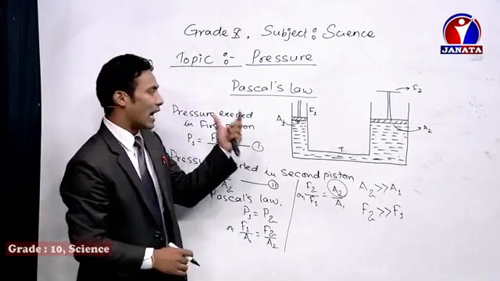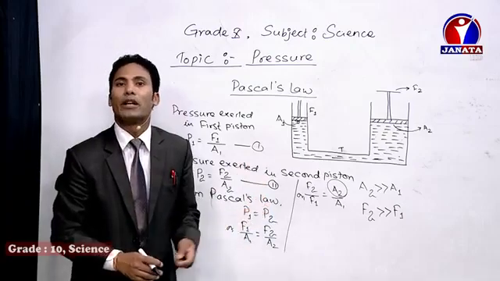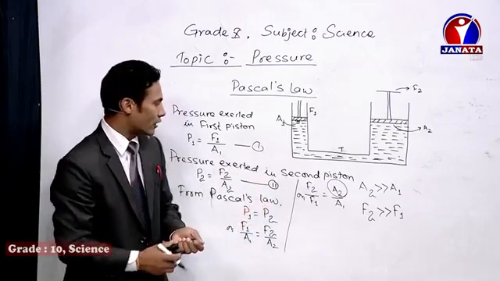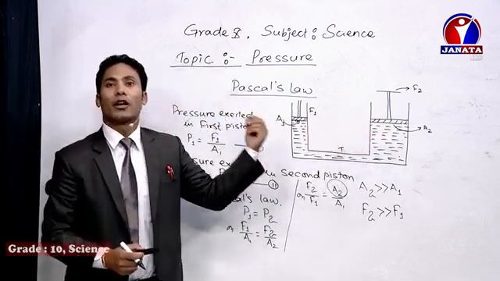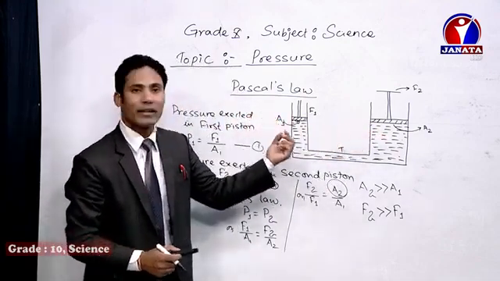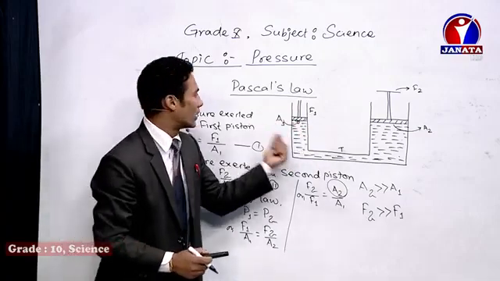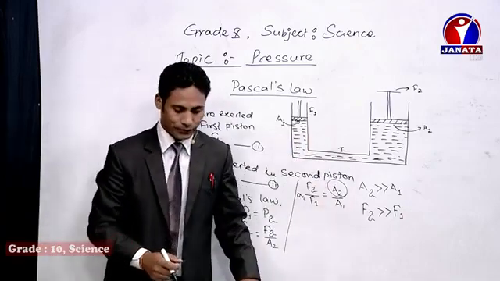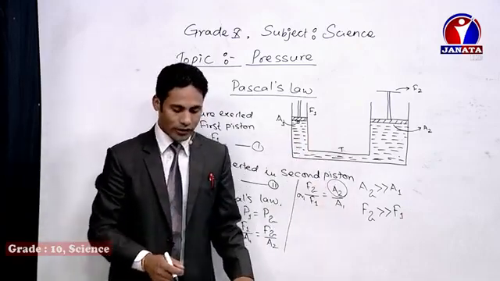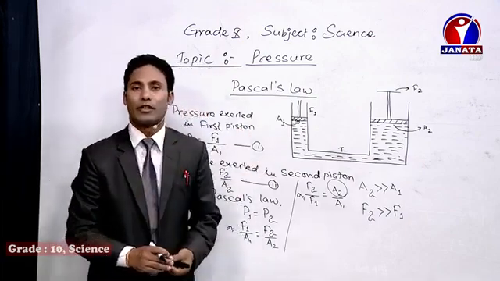That's why this hydraulic machine is considered a force multiplier. Why? Because the amount of force created on the second piston is comparatively large, by making the cross-sectional area large. That's why this hydraulic machine is called the force multiplier. Now, this is the principle of this hydraulic machine.